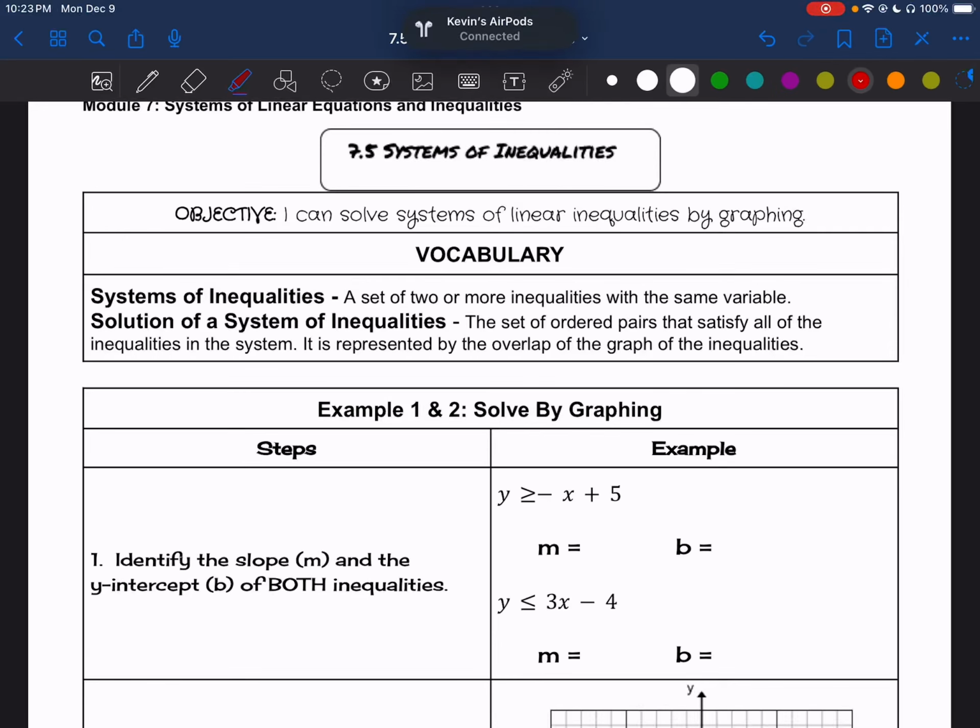Hello, and welcome to Module 7.5, Systems of Inequalities. Our objective for today is that I can solve systems of inequalities by graphing. What is a system of inequalities? It is two or more inequalities with the same variable.